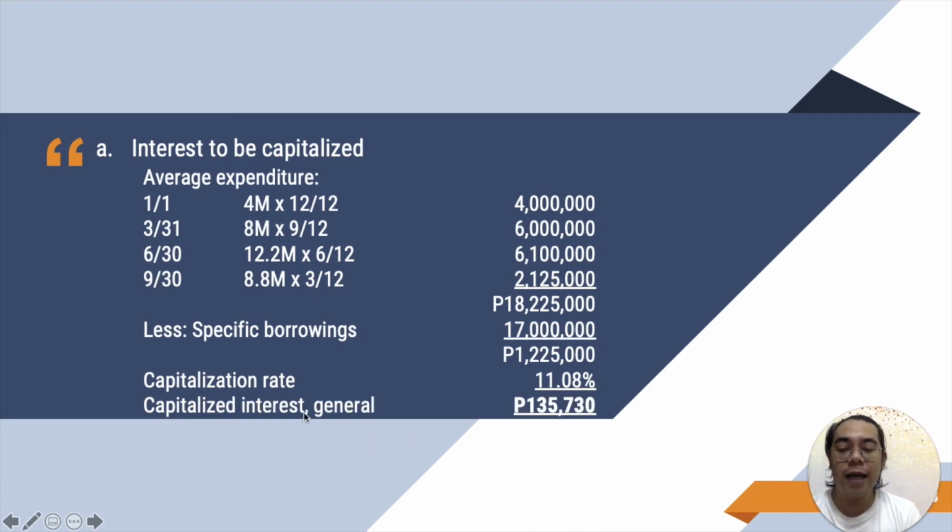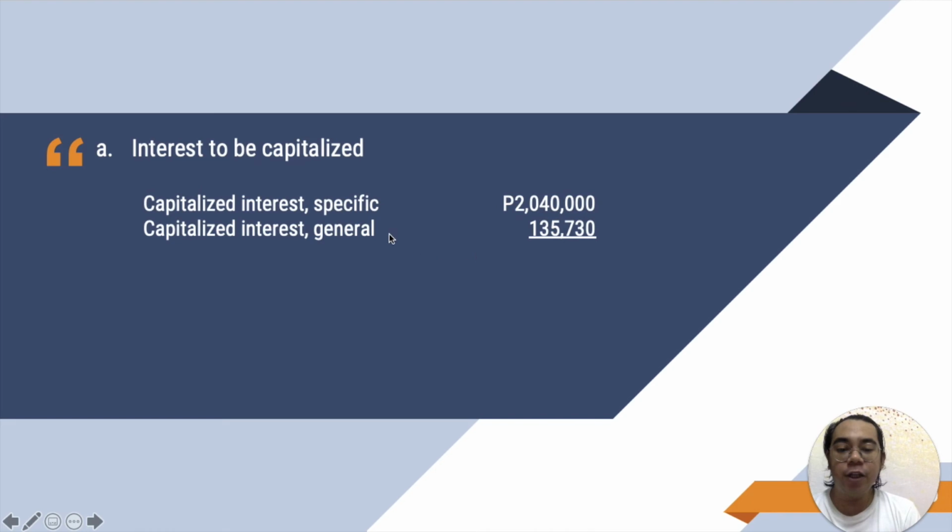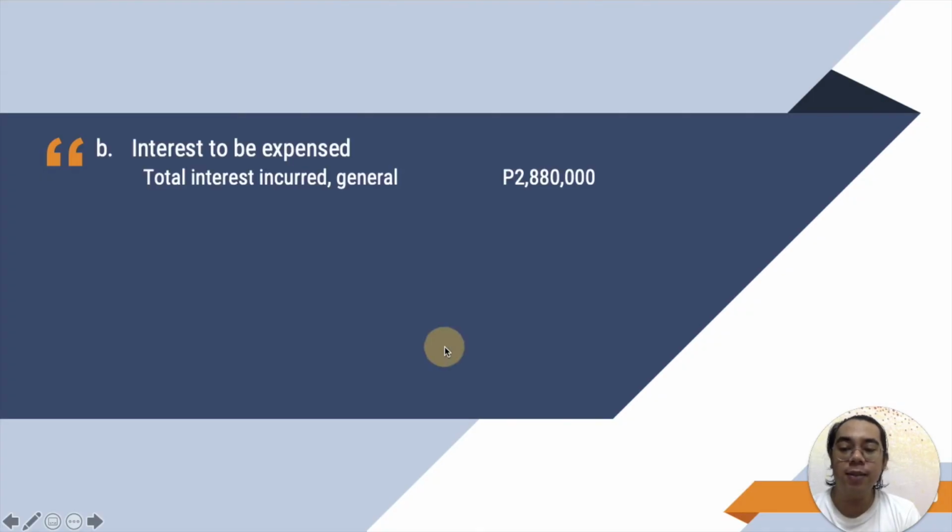The interest to be capitalized for general borrowings is 135,000. Take note that the actual interest is something like 2 million plus, so okay, our 135,730 is the lower amount. Meaning, in summary, the amount to be capitalized is for specific 2,040,000 and for general 135,730, for a total of 2,175,730.